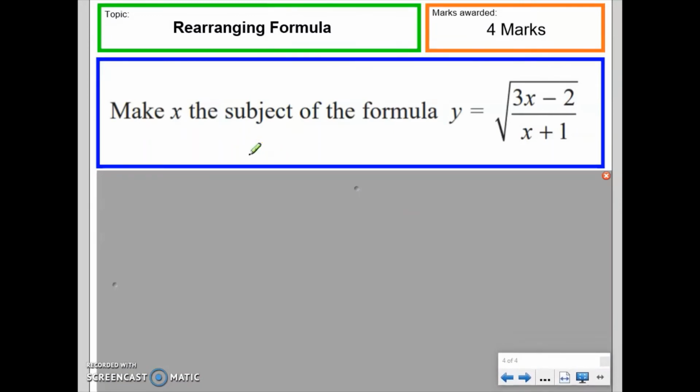Another topic that is favoured by the examiners in the new 9-to-1 Maths GCSE is rearranging formula. The complexity of the rearrangement seems to change from each series, from each year, but you can be pretty sure that you will be asked a question about rearranging formula. So could you please, for 4 marks, make x the subject of this formula? Could you pause the video and have a go at this question now?